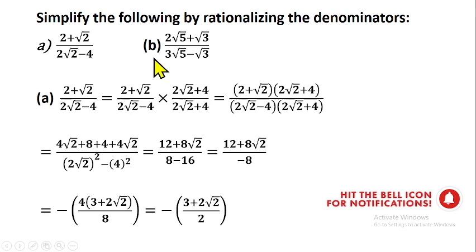You now use it to multiply up and down. Does that make any sense to you? Good. If it does, I want to ask you, what's the conjugate of this denominator? 2 root 2 minus 4. What's the conjugate of the denominator? 2 root 2 minus 4.